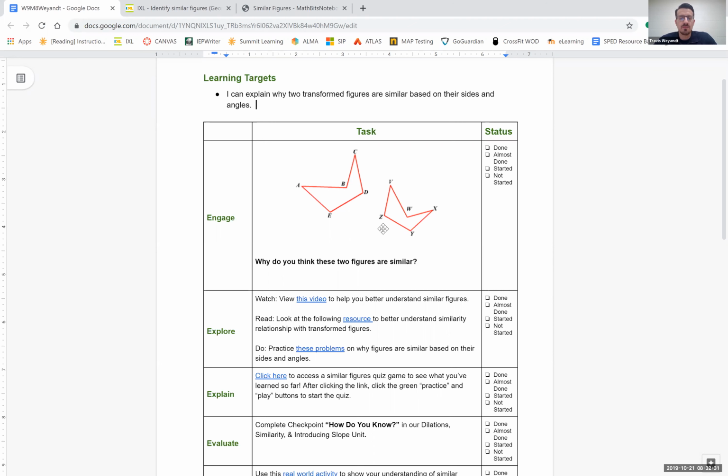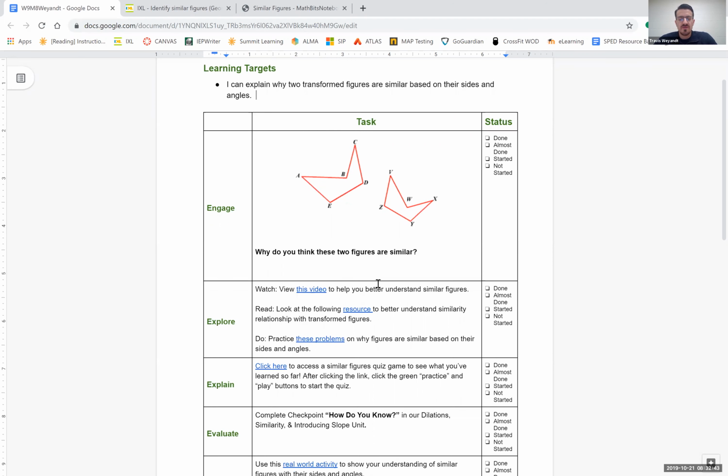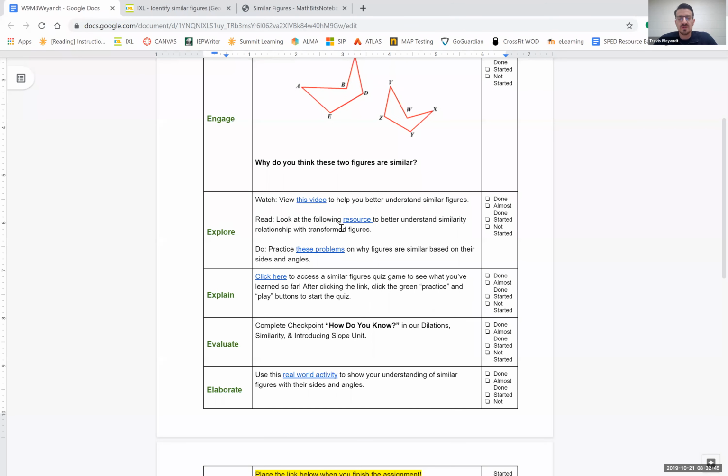In math, it is so important to be able to explain why, in the greatest detail that you can, of why you think something is. So be able to think of that, and use this to drive what you want to know in the explore section. Why are these similar? If I don't know, why are they?